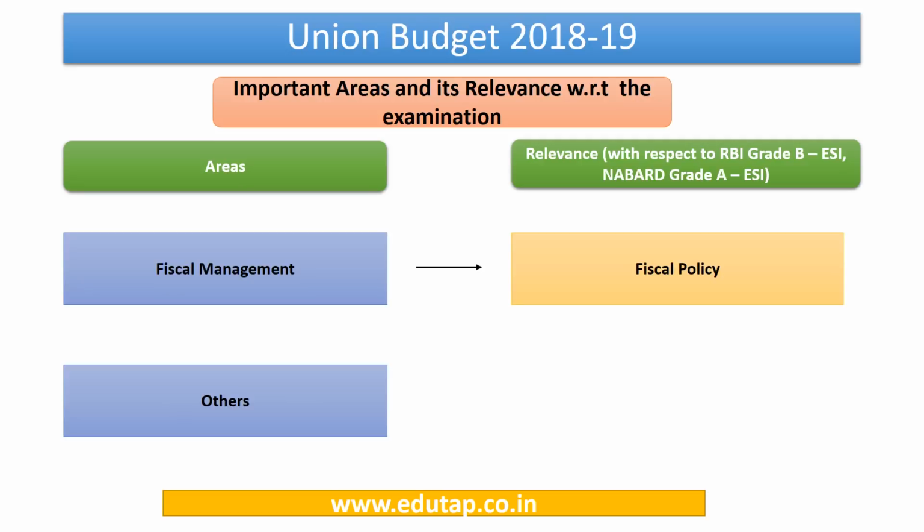Next, we have the area of fiscal management where we shall see a number of announcements and a number of factual information as well. So that would be linked to the fiscal policy topic which is there in the ESI paper. And there are a few other questions which can be clubbed together as others.